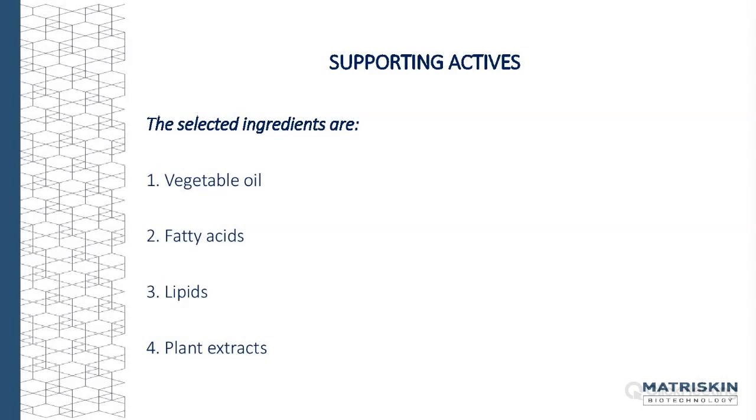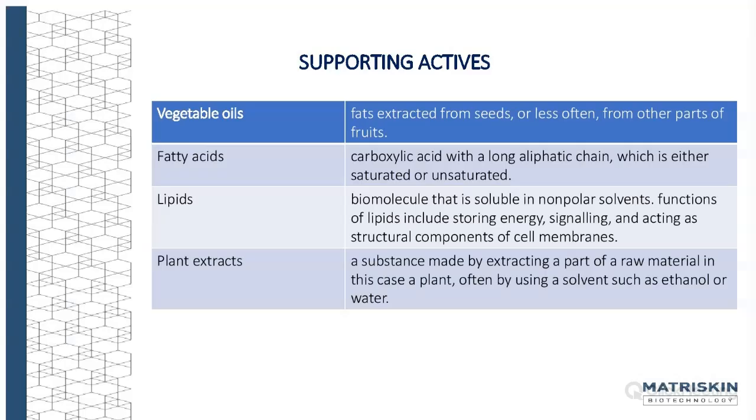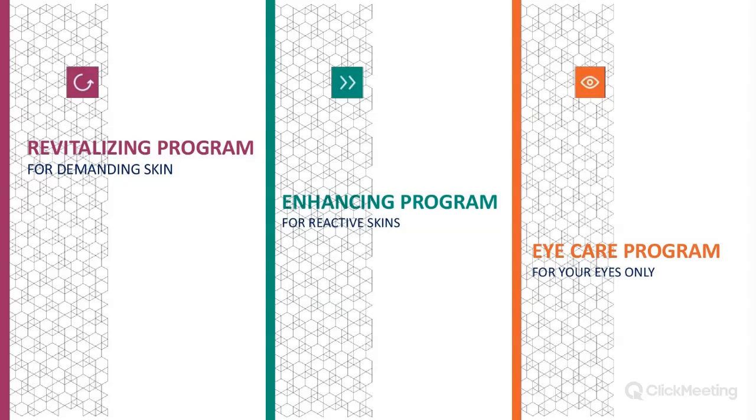Some examples of supporting actives in the Matriskin products include vegetable oils, fatty acids, which mimic the natural fatty compounds in our body, lipids, which mimic the natural lipidic systems in our body, and plant extracts, which can improve various different functions in the body. So let's take a look at the 3 specific ranges in the Matriskin brand that are going to assist in restoring skin health and treating clinical and visible signs of aging in the skin.